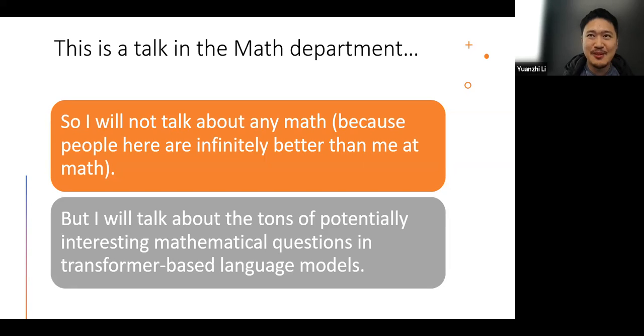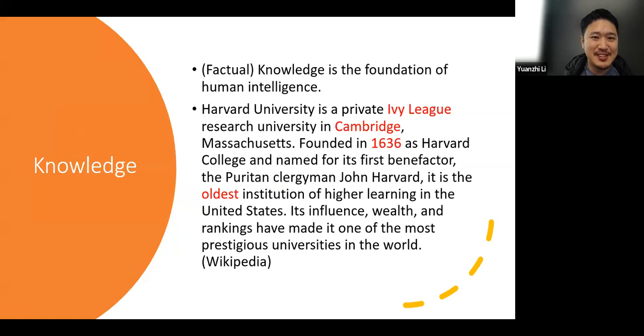The thing that I'm going to focus on for this talk is really knowledge, the so-called factual knowledge. And factual knowledge is the foundation of human intelligence. We have built so much factual knowledge through our growth in society and through history. For example, in this Wikipedia article on Harvard University, there is a lot of factual knowledge. For example, it's an Ivy League university, it's in Cambridge, and it was founded in 1636.